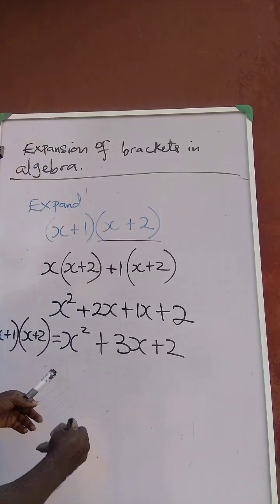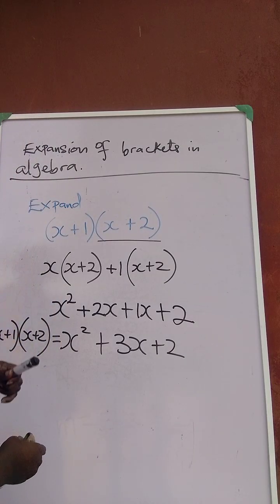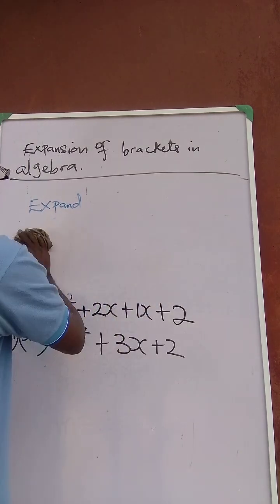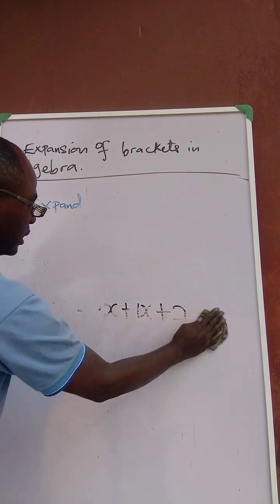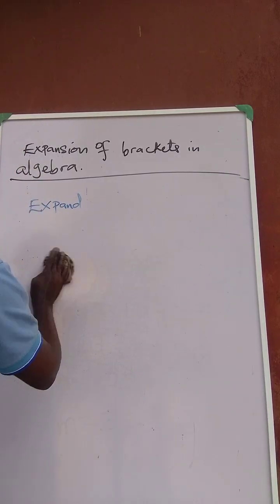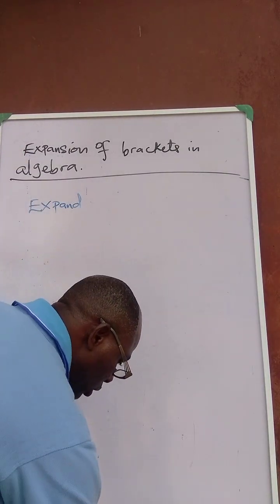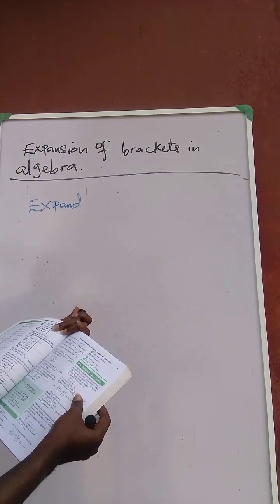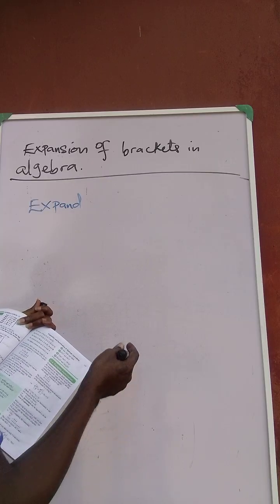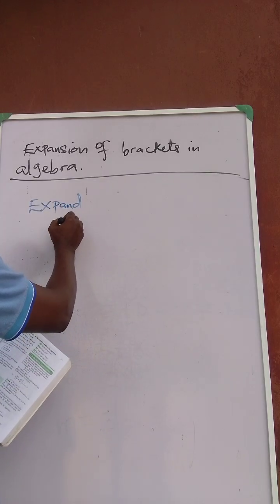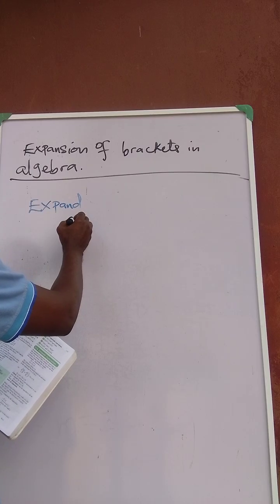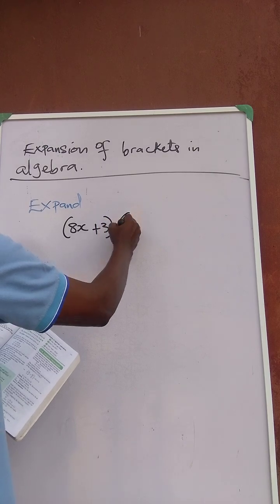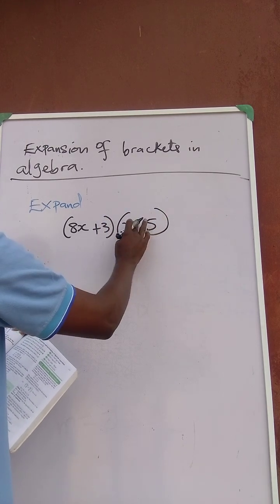Now let's take another one. Let's try another one that is not as simple as this. But the first thing you should do in learning this is to try simpler ones like the one I've just done, before you move to a harder one. Let's try another one. Okay, let's try this from this textbook. Let's try this one. That's 8x plus 3 into x minus 5. Now this one has minus.